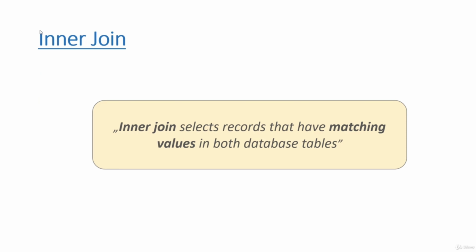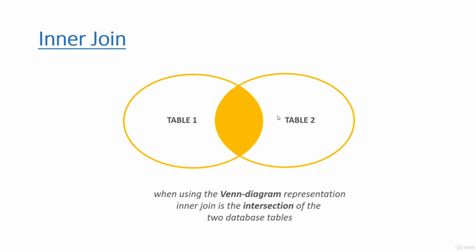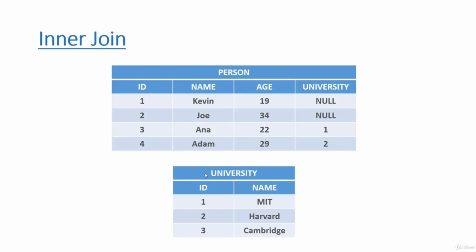This is what we have been talking about in the theoretical section, that inner join selects records that have matching values in both database tables. So basically we are dealing with the intersection of two database sets. So for example, when we are dealing with this data set, then we are going to get Anna and Adam because they are attending universities. Cambridge is not present because there's no student attending Cambridge as a university, and Kevin and Joe are not present in the result because they are not attending any of the universities.